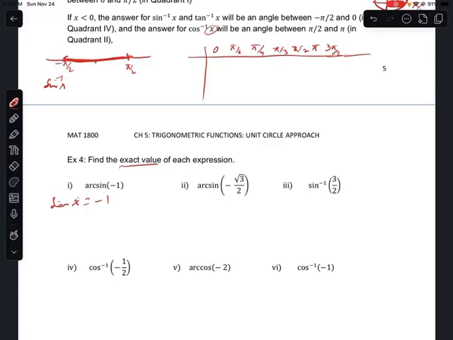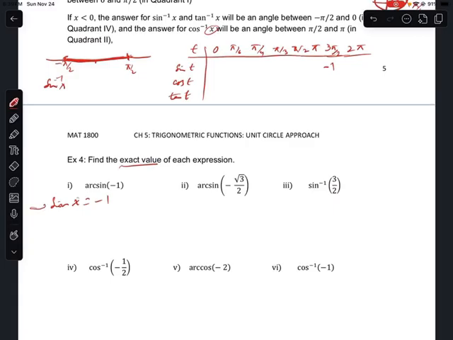Okay, so let's look at what happens if you have negative values in there. So now it says find the exact value of each expression. What exact value means is that if it's pi over 3 or pi over 4, you are supposed to leave it like that, not take a calculator and take the value of pi to be 3.14. So your pi will remain as pi.